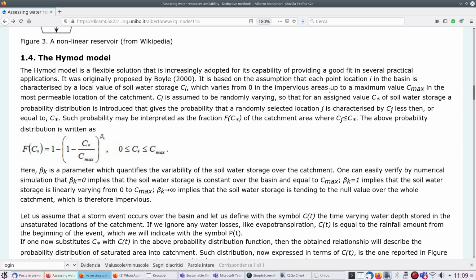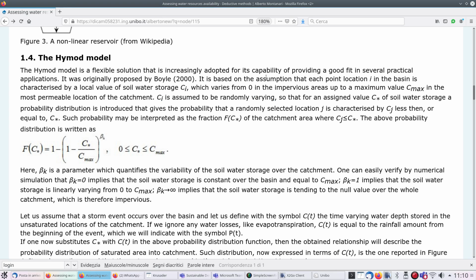What is the max of CI of storage? It is a max value in the catchment, whatever it is, which is called C max. And it is located in the most permeable location, let's say, or in the most storing location of the catchment. Now, it is not the purpose of the model to describe CI in each point of the catchment. The purpose of the model is to describe it statistically. So, CI is assumed to be randomly varying. Okay?